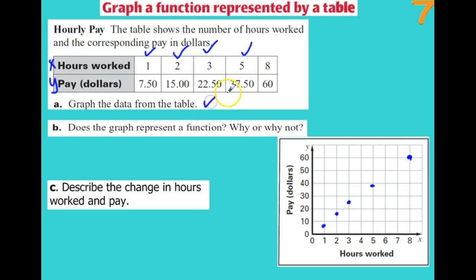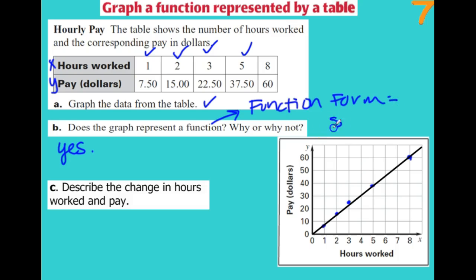So we graphed it. Does the graph represent a function? Why or why not? So let's look. Do these make a nice straight line? Because we did a little approximating, I would say yes, they do. So function form, remember, function form means they are going to be a straight line. S-T-R-A-I-G-H-T. So does this represent a function? Yes. The points form a straight line.